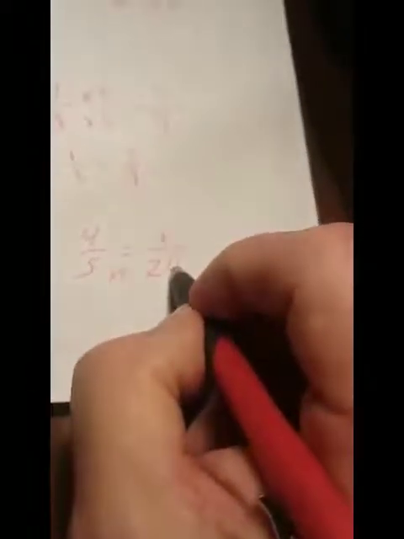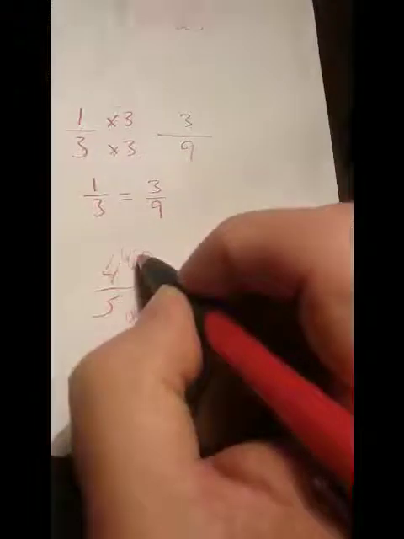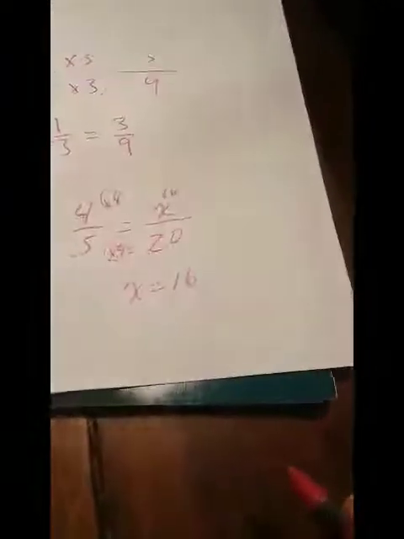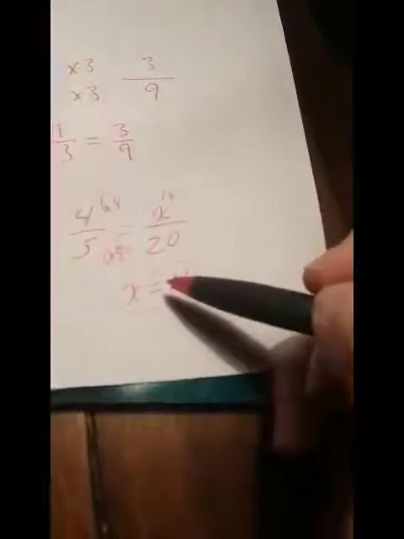5 times what is 20? Well, we know 5 times 4 because you know multiplication facts. We should know 5 times 4 is 20. So if we multiply this bottom by 4, then we're going to have to do the same thing up here on top. So 4 times 4 is 16. So x equals 16. So the only thing that's going to make this proportional is when x equals 16.